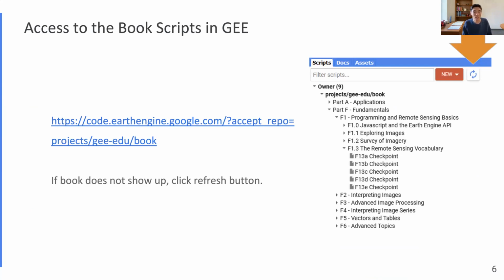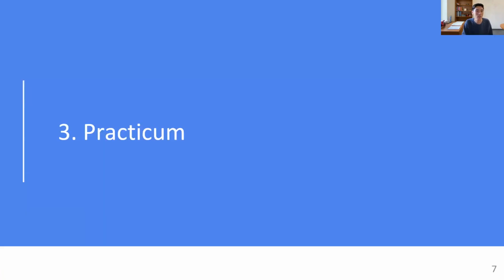Okay, so I assume everybody knows how to access the book. This is the link to access the code for the book. If you click that link, or sometimes if you have to click the refresh button, you'll see the repository show up. And if you go to one of the applications chapters, if you find A3.5, that will be the code to my chapter. And I have a few checkpoints where you can check if you are doing things correctly.